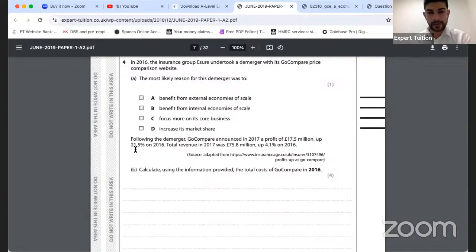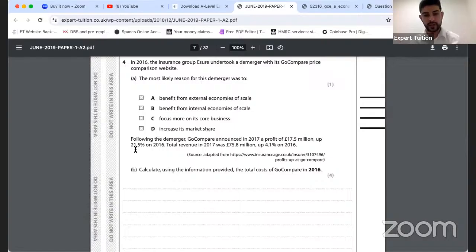Okay, right. And now it says, calculate using the information provided the total cost of Go Compare in 2016. Now, some people misread this, by the way, in the exam and thought this is the easiest question in the world. Surely just minus total revenue by the profit, and I've got my total cost. No, because that was 2017. They wanted to work it out for 2016. So this is, to be fair, I think pretty challenging. So we need to basically work our way through this to understand how to answer.